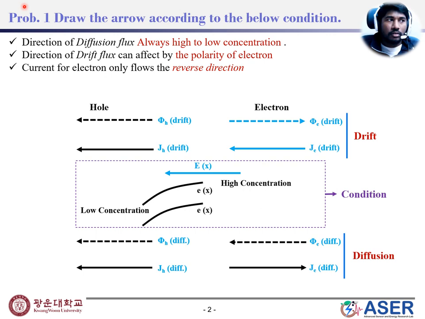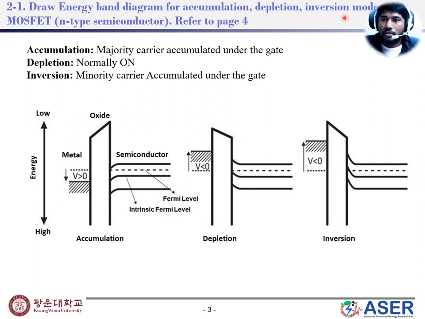The next question is 2.1. Draw the energy band diagram for accumulation, depletion, and inversion mode using MOSFET. So for accumulation mode, majority carriers accumulate under the gate, depletion mode is the normally on mode, and inversion is when minority carriers accumulate under the gate. So this is the metal, this is the oxide, and this is the semiconductor. This whole thing is metal oxide semiconductor, that is MOSFET.